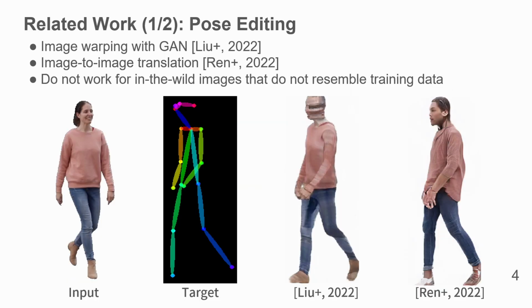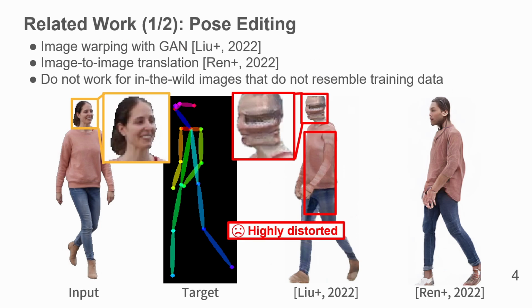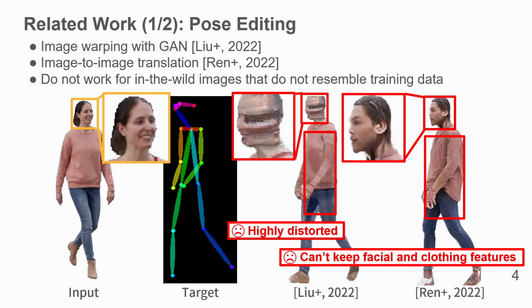There have been various pose editing methods using a single human image as input. For example, Liu et al. employed image warping, and Ren et al. used image-to-image translation. However, as you can see, their methods do not work on in-the-wild images that do not resemble training data. The face is highly distorted in the result of Liu et al., while the facial and clothing features are changed in the result of Ren et al.